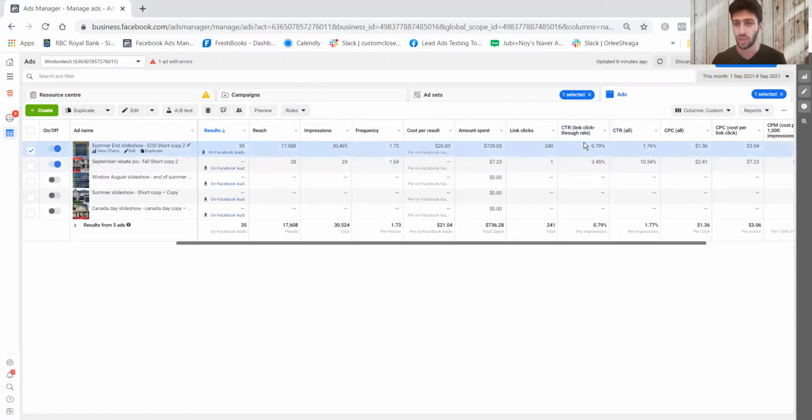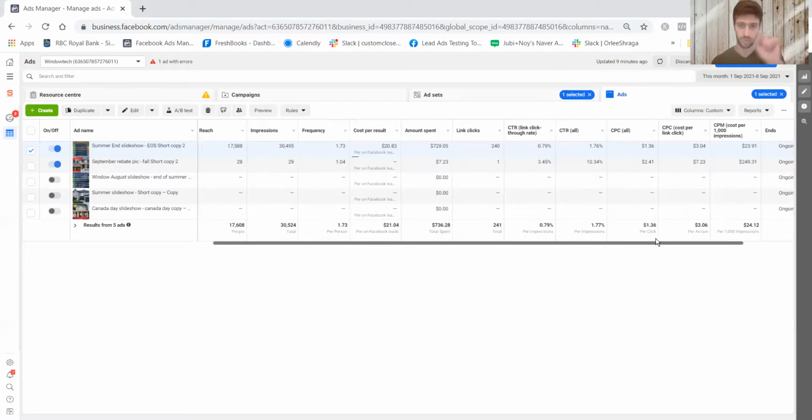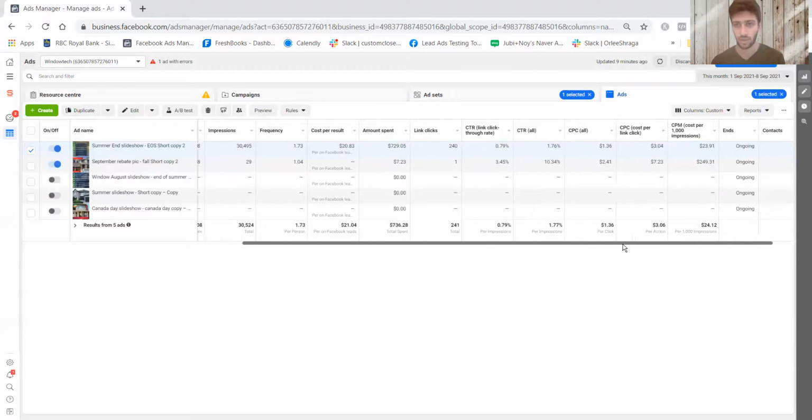CTR, you'll see there's 2 here. So link click-through rate is specifically how many people clicked on the ad, or the percent of people that clicked on the ad. And the CTR all is how many people have clicked on anything. So it could be that little see more button when they want to continue reading the body paragraph of your ad, right? So they don't necessarily go to the link, they'll go just to read on, okay? So this is how many people percentage-wise have actually gone to do that.